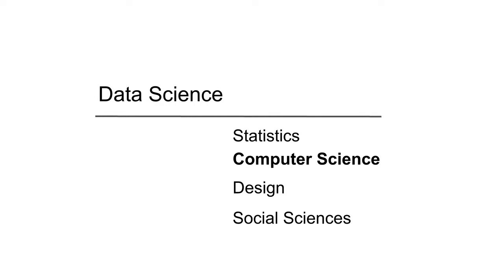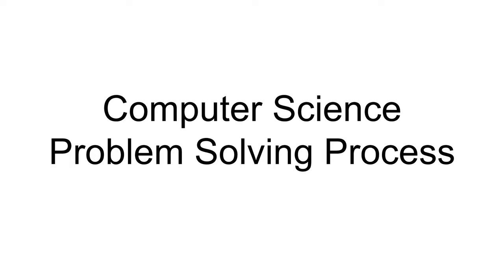As we have discussed, knowledge areas of data science include statistics, computer science, design, and social sciences. In this lecture, we discuss basic computer science concepts, specifically how to solve problems programmatically. One of the goals of computer science is solving problems with algorithms and translating them into programs. So let's cover a frequently used problem-solving process in computer science and data science.